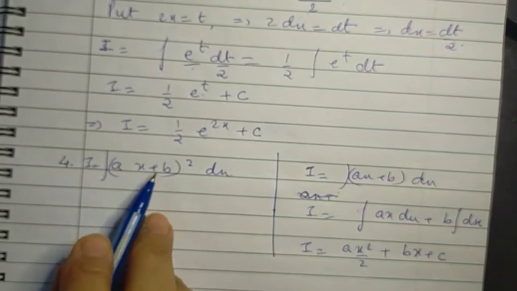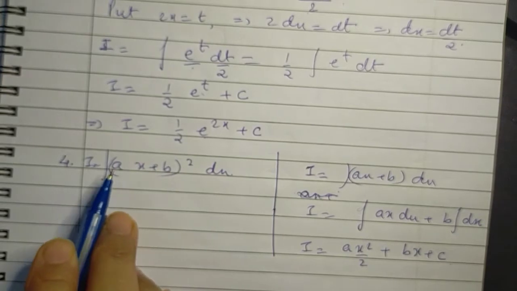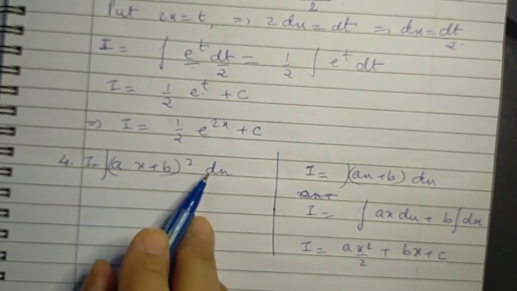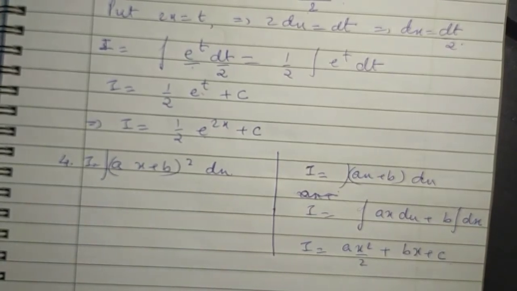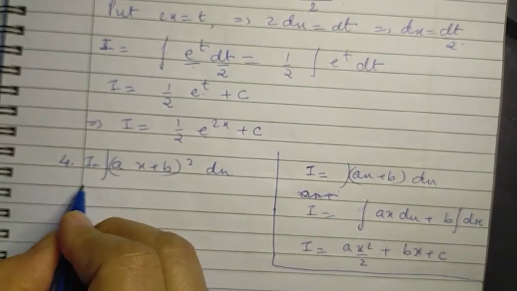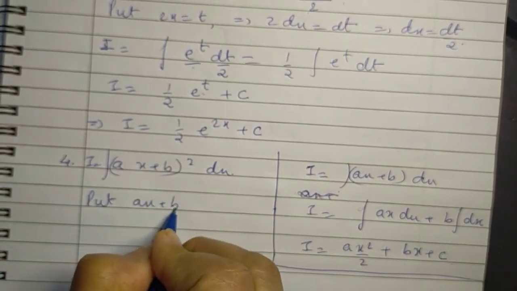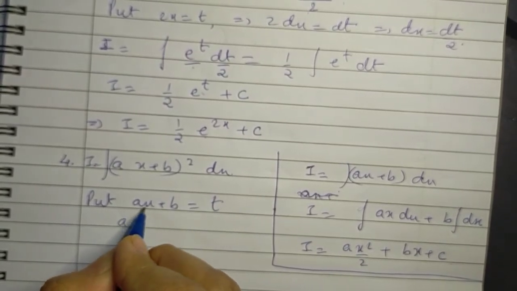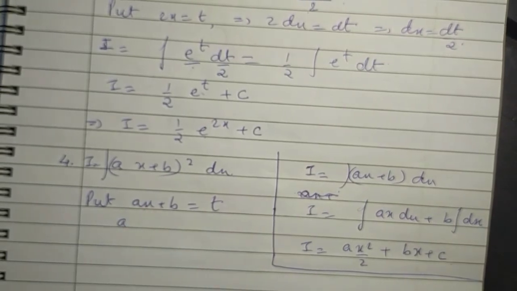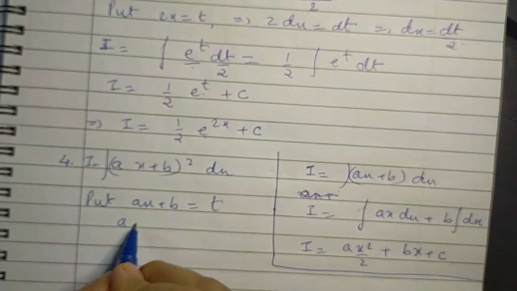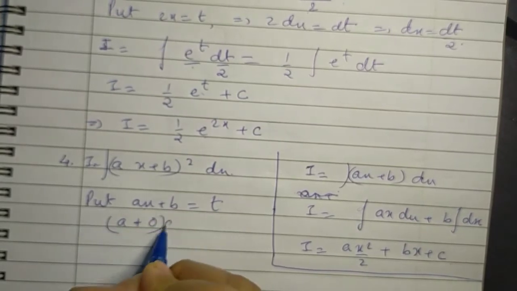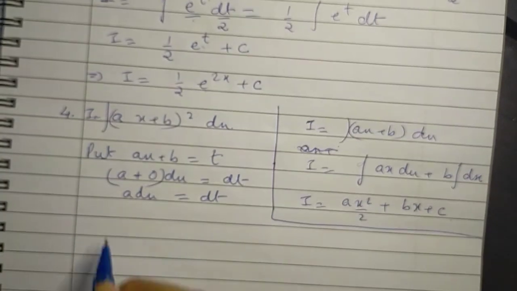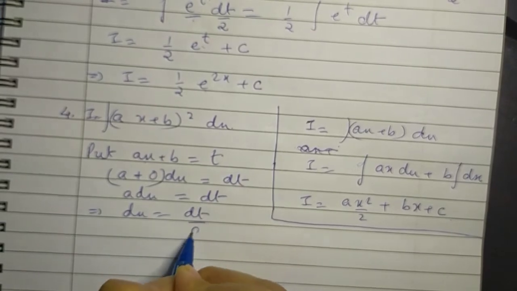But now here it is not ax plus b. Here what is given to us is ax plus b whole square. So it's a function of a function, and here we have to make a substitution. So put ax plus b is equal to t. We get a, the derivative would be a plus 0, into dx is equal to dt, that is a dx equal to dt. This gives us dx equal to dt by a.